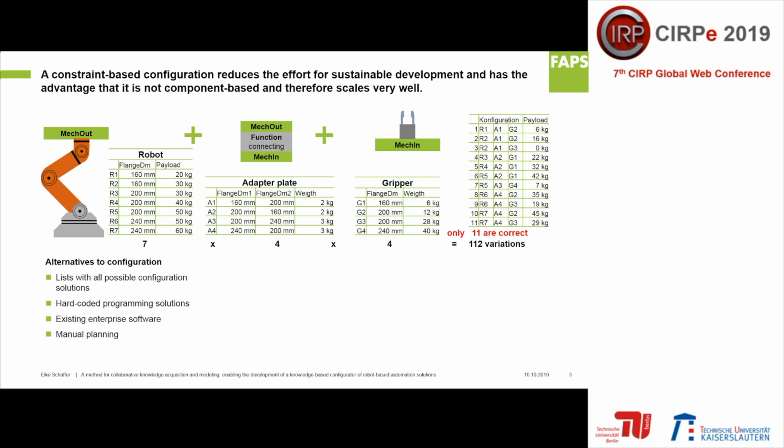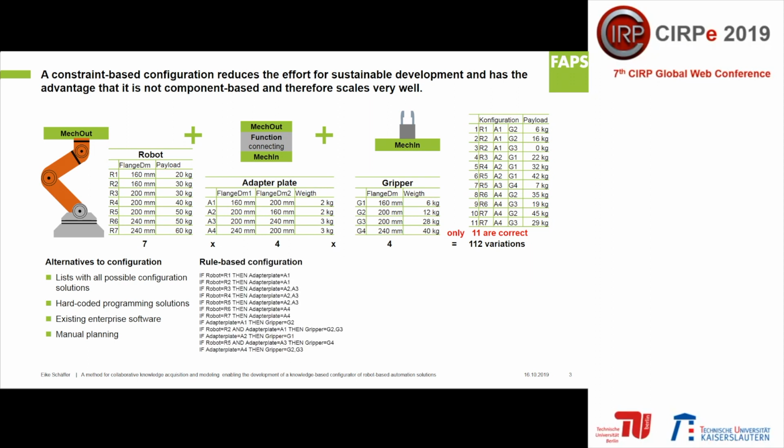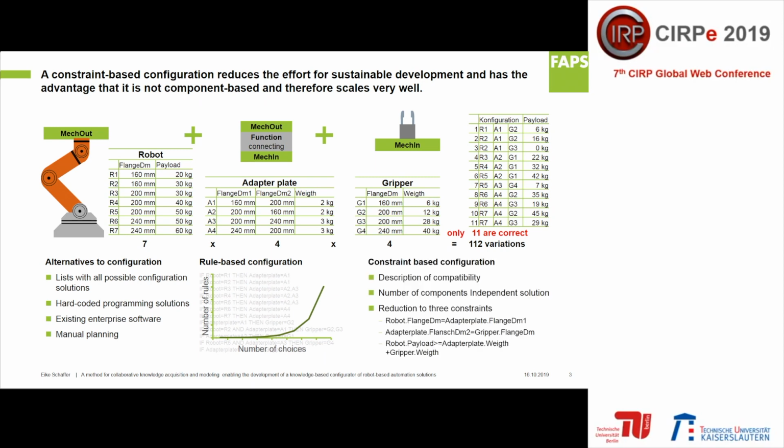Another approach is the rule-based approach, with production rules determining which components may be combined. It is easy to derive from natural language, but the maintenance effort is also higher than the constraint-based approach. Also, this approach gets very complicated to maintain with a higher number of rules. Out of these, the constraint-based configuration allows a model-based, component-independent representation of the required configuration knowledge and is most scalable. Due to the model-based approach, the constraint-based configuration is used in the following concept.